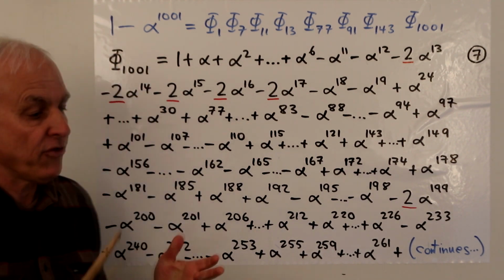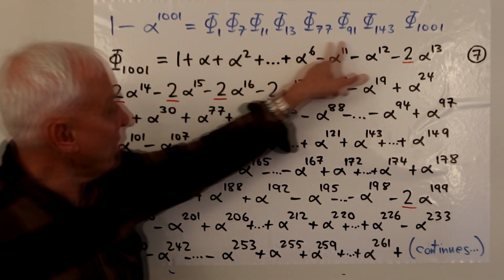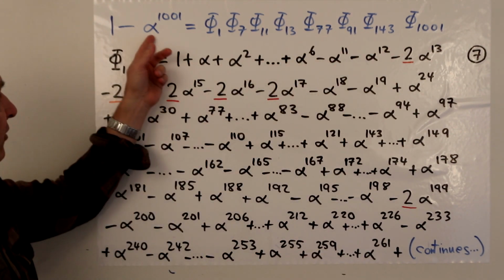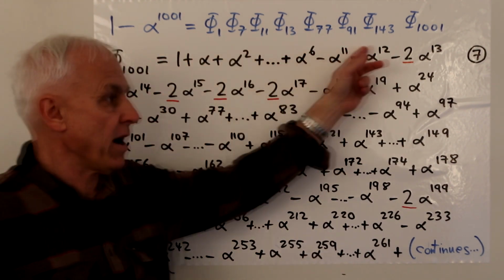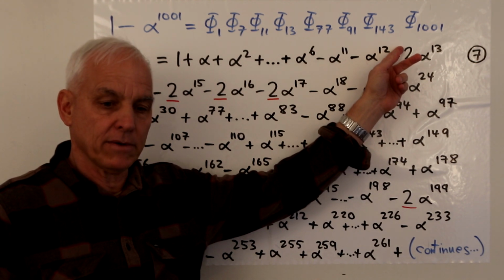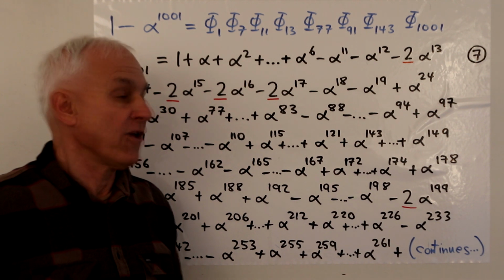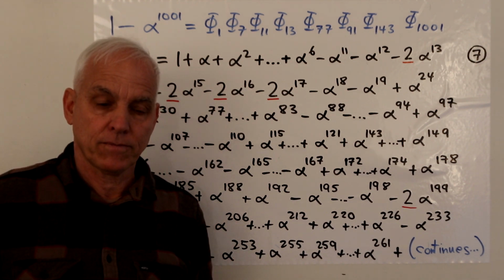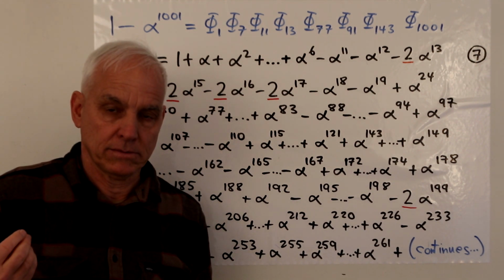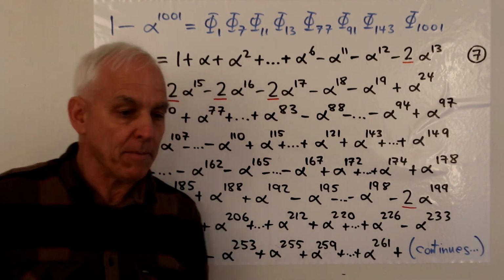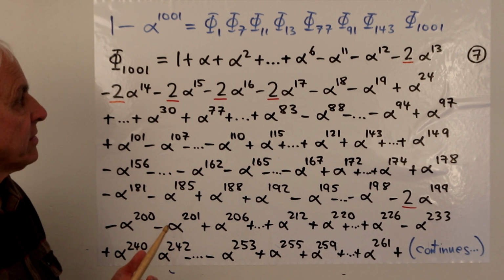So, in principle, having all of these here, you could take this thing here and divide by this thing here. And that's one way of getting phi sub 1001. You could do that by hand. It would take you, better part of a day probably, but you could probably do that.